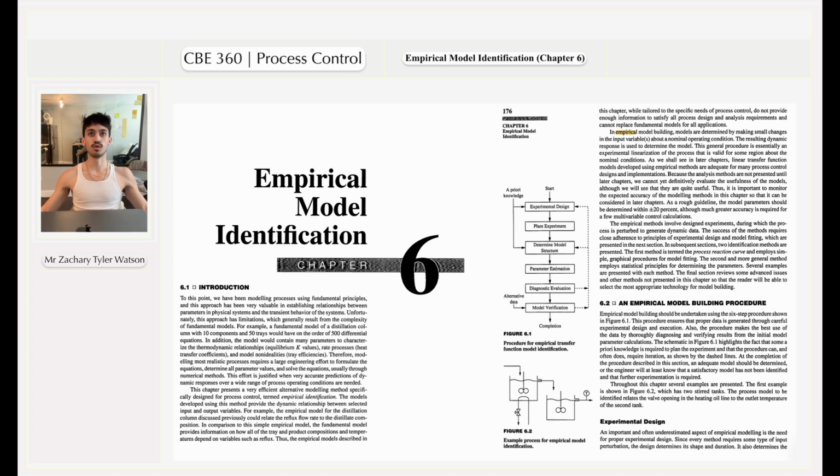Chapter 6, Empirical Model Identification. To this point, we have been modeling processes using fundamental principles, and this approach has been very valuable in establishing relationships between parameters in physical systems and the transient behavior of the systems. Unfortunately, this approach has limitations which generally result from complexity of fundamental models.